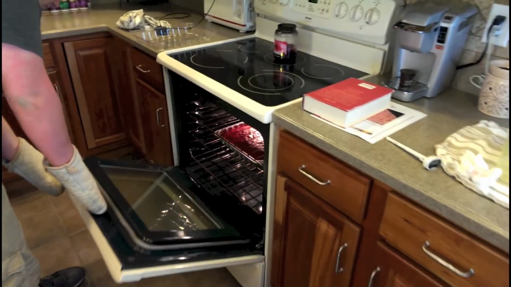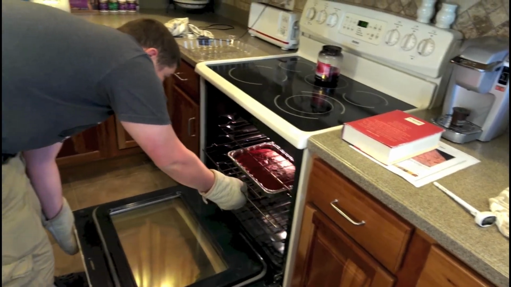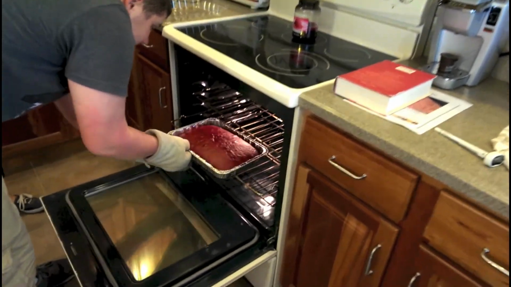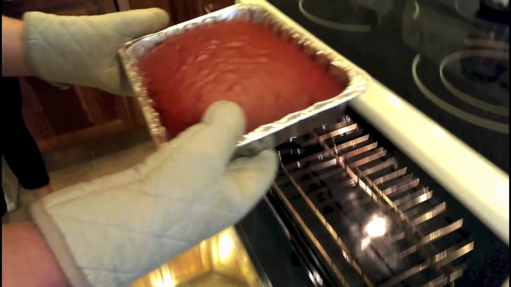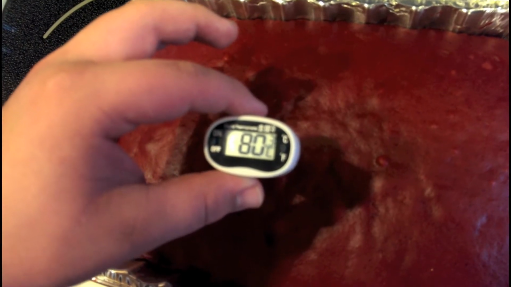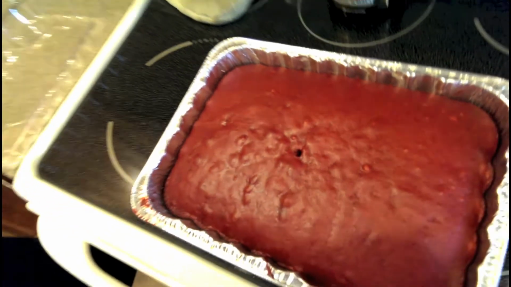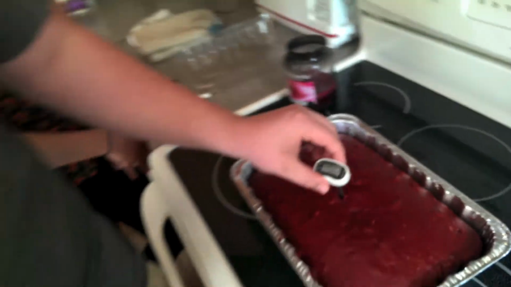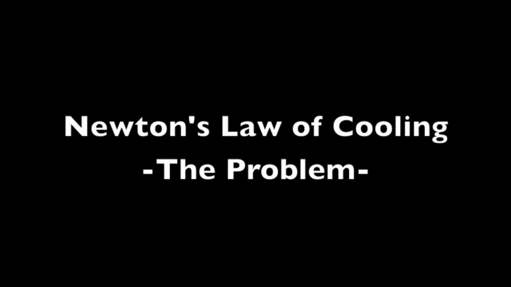Alright, so we're going to take the cake out of the oven now and we're going to get some temperatures at various times. First, we're going to start off with time equal to 0, which is 80.3 degrees Celsius. We're going to get the temperature at time equal to 10 minutes, which is 62.2 degrees Celsius. And the last after 30 minutes is 56.8 degrees Celsius. And now it's time to do some math.